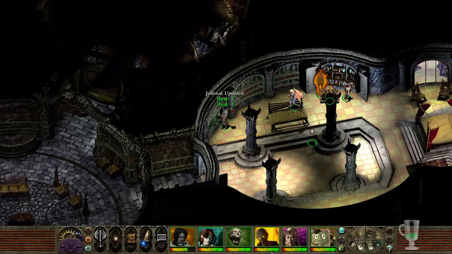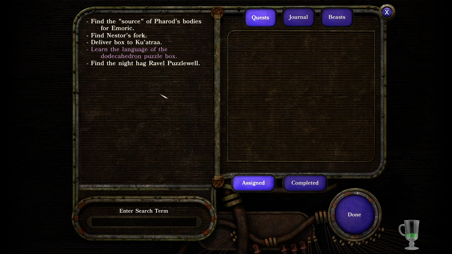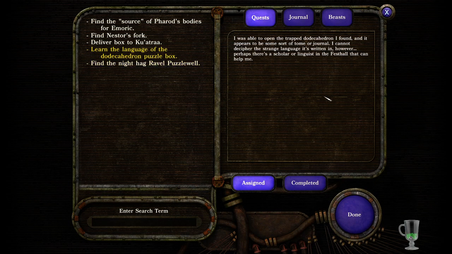Updated my journal. I was able to open the trapped dodecahedron I found. It appears to be some sort of tome or journal. I cannot decipher the strange language it's written in. However, perhaps there's a scholar or linguist, the Festal, that can help me.